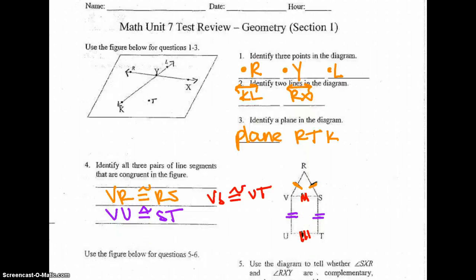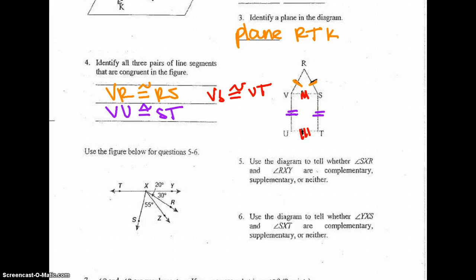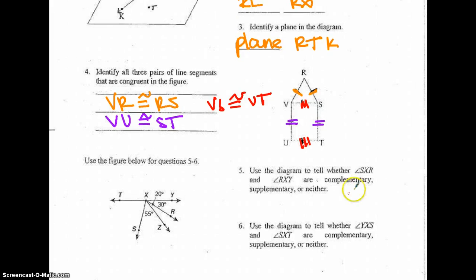And I gotta figure out how to scroll down. Here we go. Number 5, use the diagram to tell whether SXR and RXY are complementary, supplementary, or neither. So SXR is 55 plus 20 degrees. So SXR is 55 plus 20, which is 75 degrees.